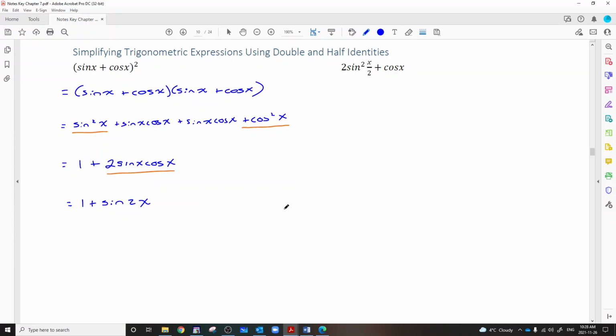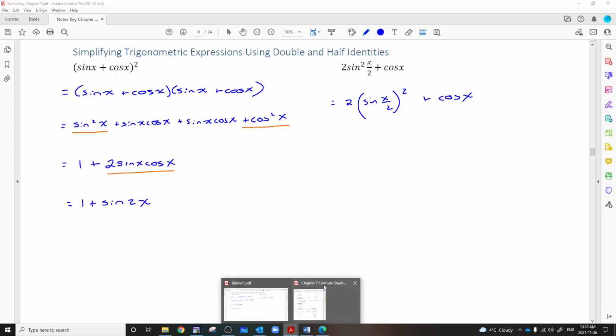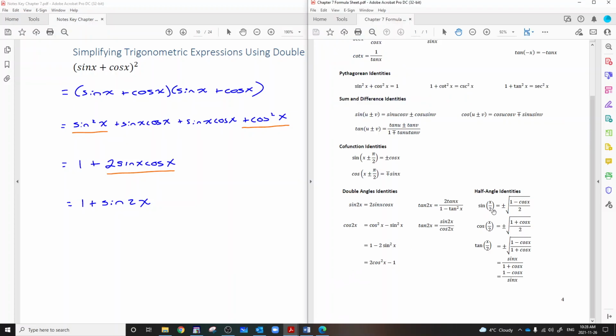All right, number 2. Number 2 is asking you to simplify this crazy looking thing. So when I see something like that, I'm thinking, okay, what can I do to make this simpler? Well, in here I have a half angle identity. I have an x divided by 2. So this would be 2 times sine of x over 2, all squared, right? So remember, anytime you have a trig function squared, it's that entire function that is squared, plus cos x. So now I'm going to look at my identity sheet for my half angle identities. I see that the sine of x over 2 is equal to plus or minus the square root of 1 minus cos x over 2.